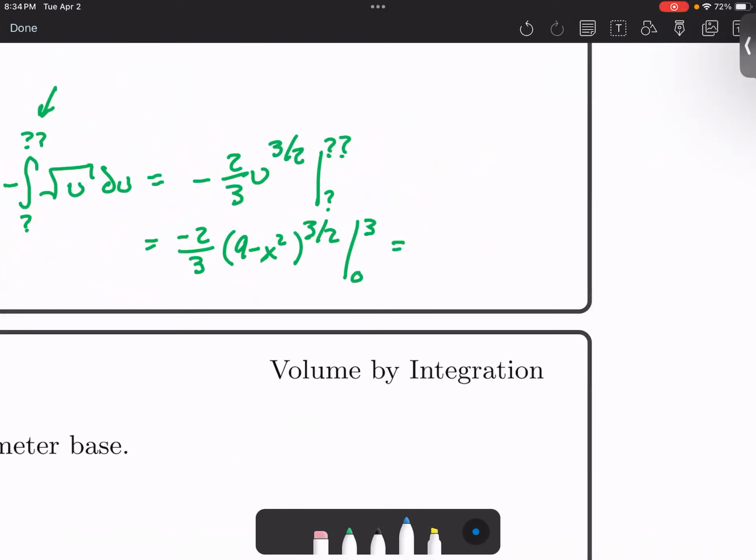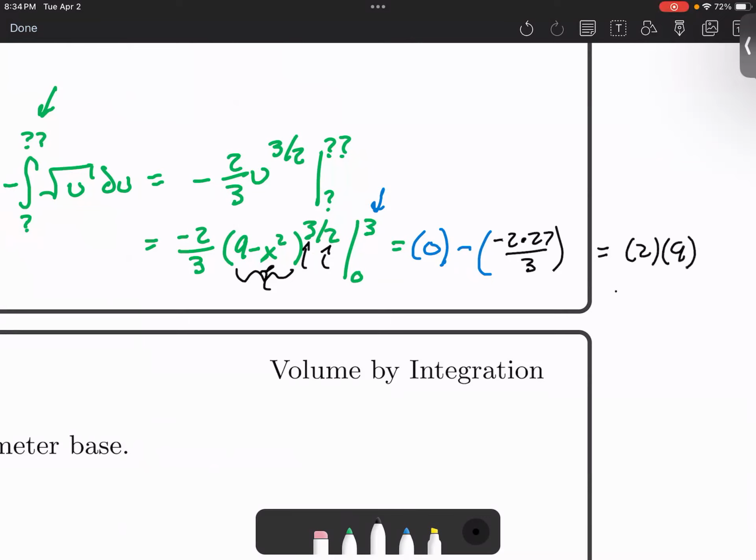If I plug in 3 into this antiderivative, 3 squared is 9, so 9 minus 9 is just 0. 0 to the 3/2 is just 0. So the upper bound is 0. I'll subtract the antiderivative at the lower bound. If I plug in 0 for x, then I have a 9 being square rooted, so that's a 3, but then it's being cubed, so that's a 27. So we have a minus 2 times 27 over 3. That gives us a positive 2 times 9, or 18.